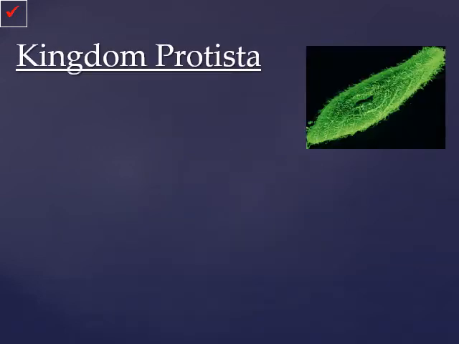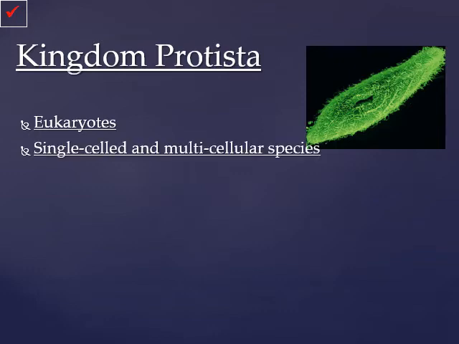The kingdom Protista. These are eukaryotic individuals. Remember, eukaryotes are organisms that have nuclei inside their cells. So these are normally going to be a bit larger, a bit more complicated, and have the capabilities of being either single or multicellular. So Protista, these can be single-celled or multicellular. They can be comprised of just one tiny cell, or they can be a group of cells all working together.